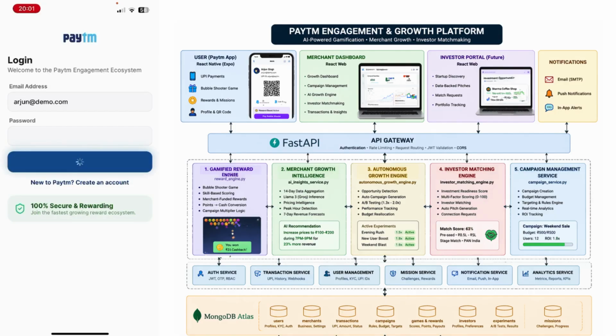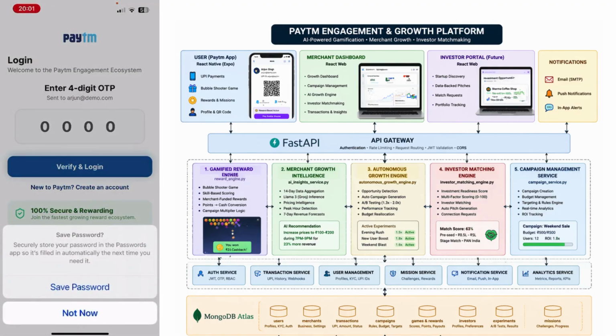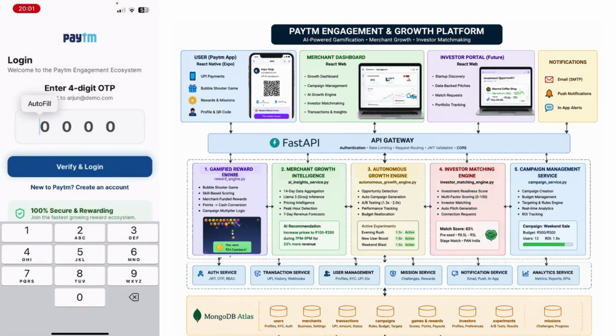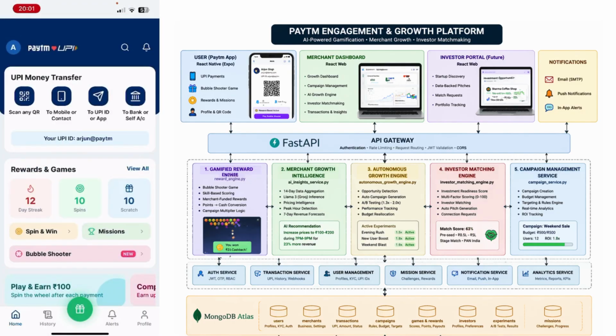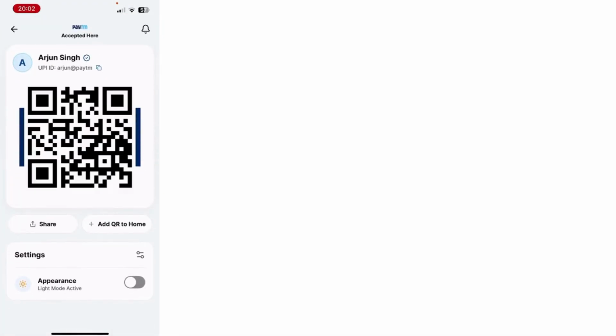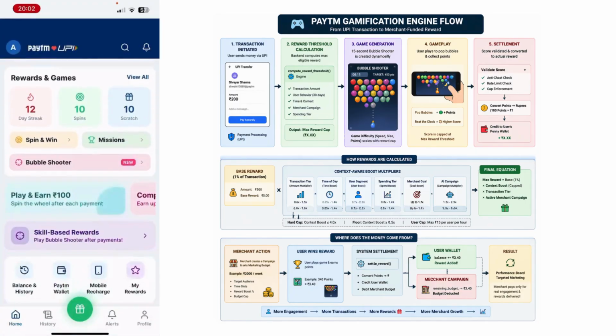In a real-world scenario, and in this application also, it's an OTP-based system where the OTP is sent to the user's registered device. However, for demonstration purposes and to showcase the analytics layer, I have pre-seeded the account in the database. So here I have a fixed OTP, that is 4 times 1, and now we are logged in. You can see that this is the user profile. The name is Arjun Singh, and a unique UPI ID and QR code is generated.